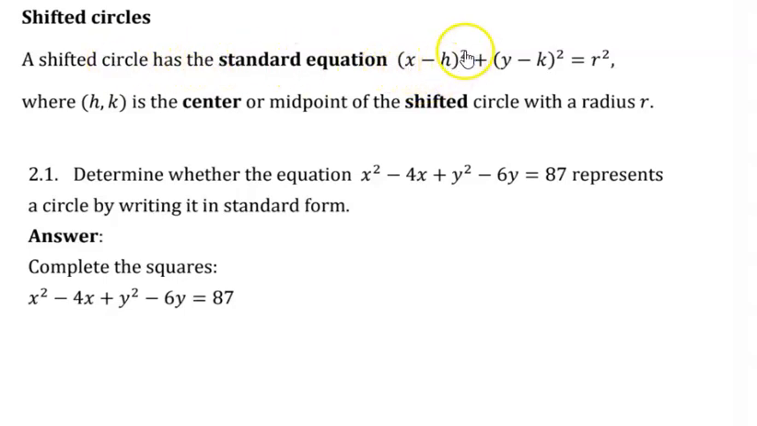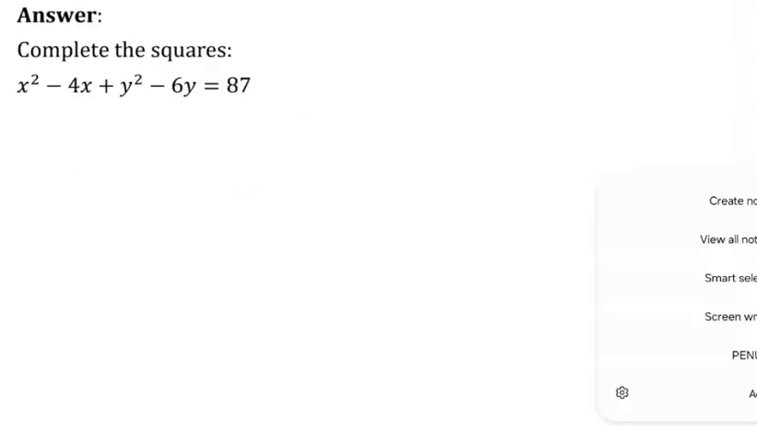For the shifted circles here, our standard equation is x minus h squared plus y minus k squared equal to r squared, and h, k is the center or the midpoint of the shifted circle with radius r. So now we don't have it in that nice standard form, so we have to rewrite it in its standard form. That means we need completion of the squares. We've dealt with this in another theme, but we're going to apply it again here. We're going to complete the square for that and for that. And because we have an equation, we can just add to both sides.